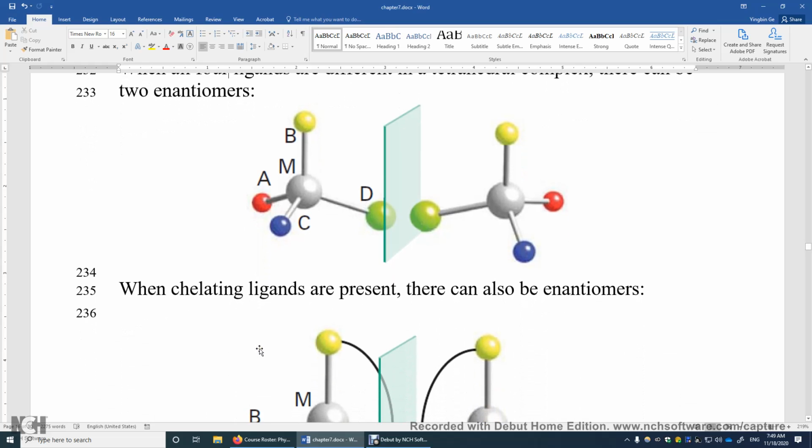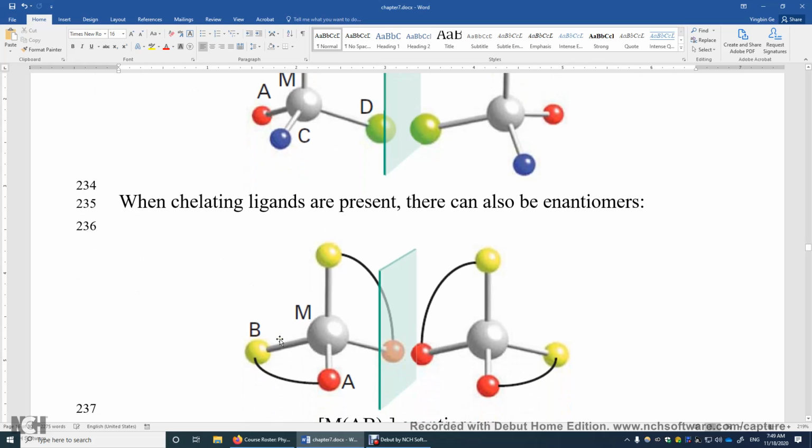When two chelating ligands are present, there can also be enantiomers. So over here, this may be a little confusing. This ligand and this ligand are exactly the same. Both are bidentate ligands. So we have A and B linked to each other. And then over here, you have A and B linked to each other. So again, this is a bidentate ligand with two points of attachment to this transition metal.